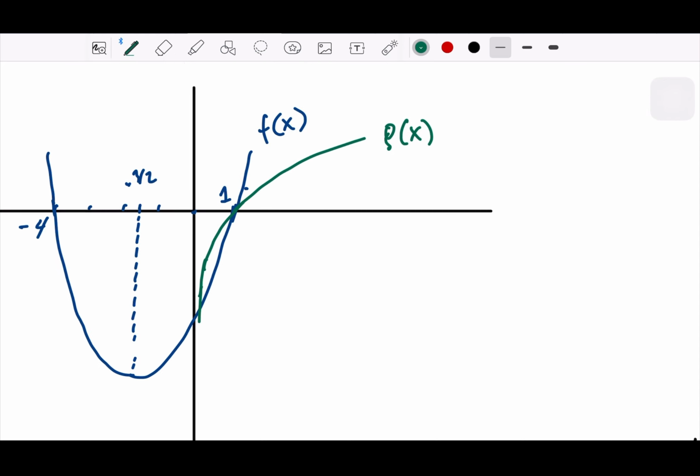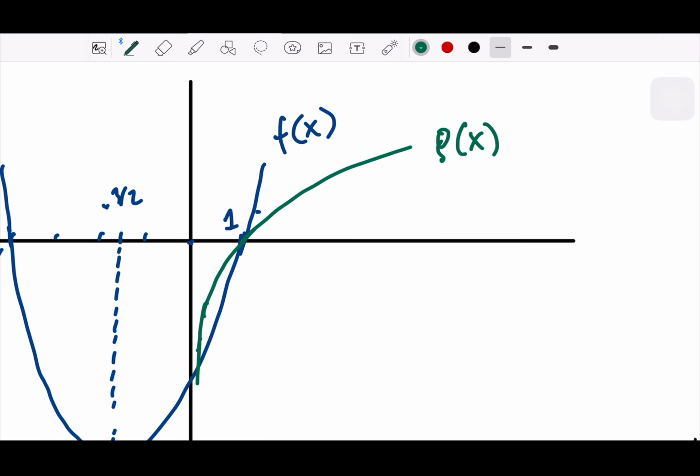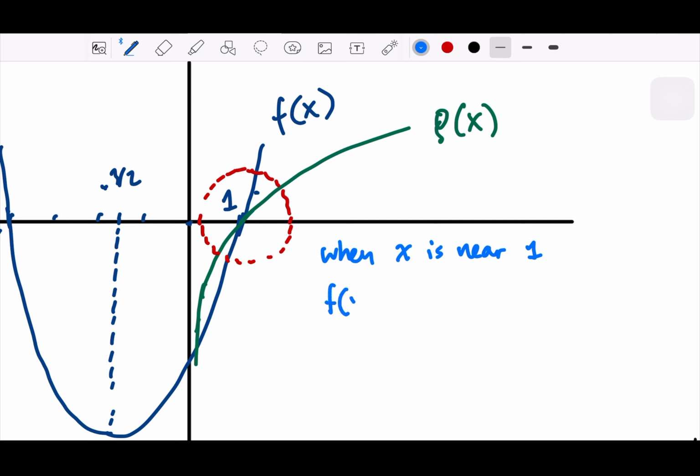If we zoom in into this area nearby x equal 1, okay, if we zoom in and zoom in and zoom in, so let me write, when x is near 1, f of x over g of x.